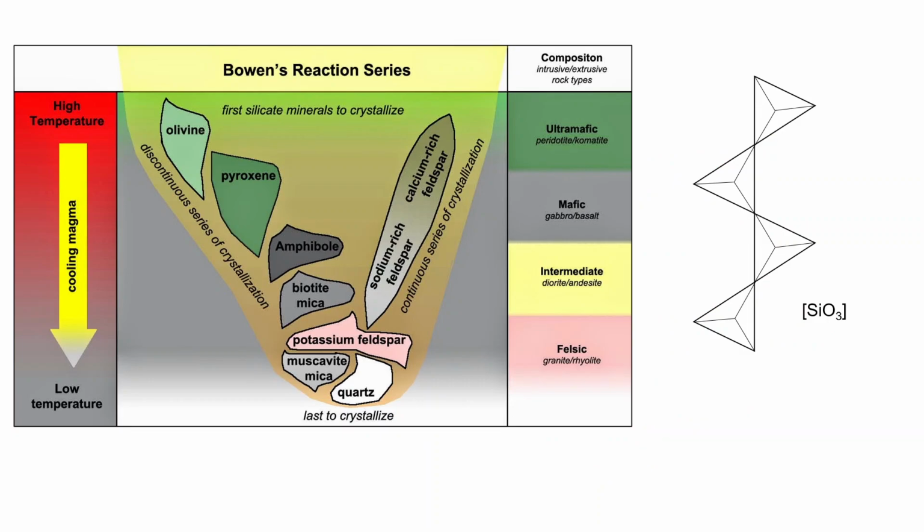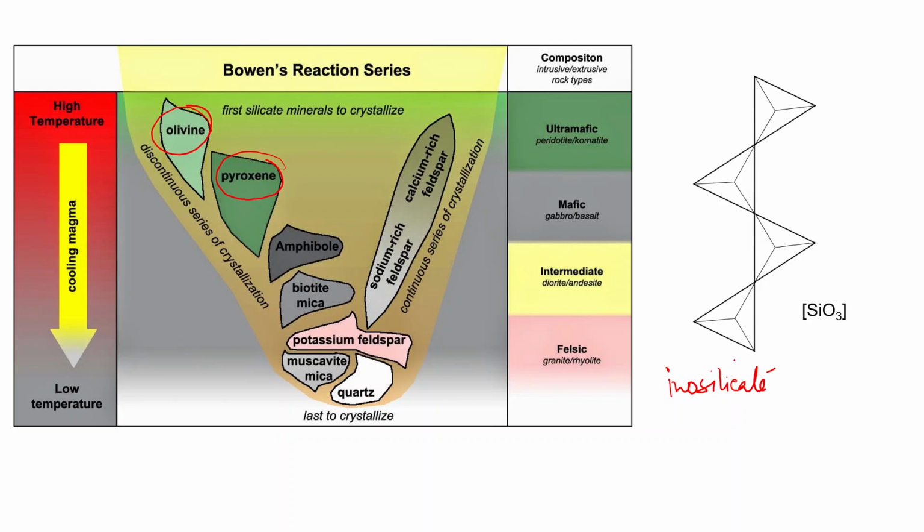If you look at the Bowen's reaction series, the first silicate mineral to crystallize was olivine, as you can see in the discontinuous series of the crystallization. And the second mineral to form is the pyroxene. Now, talking about the pyroxene, just like olivine, pyroxene also has its own end members, Mg and Fe. We'll come to that a bit later. So, as I said, it is an inosilicate.